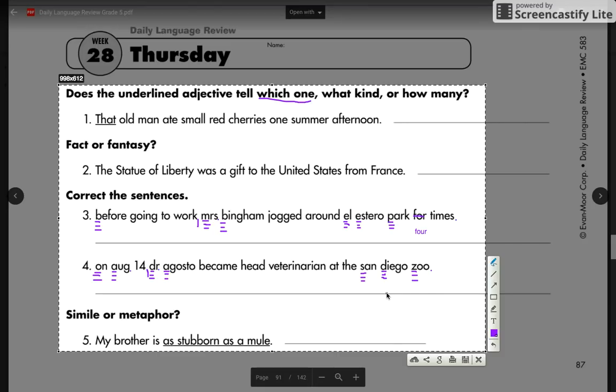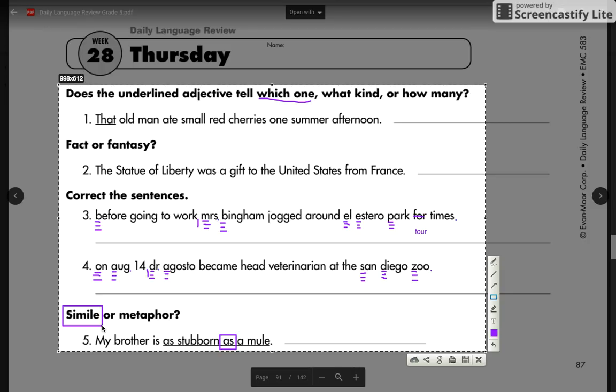Okay, simile or metaphor. My brother is as stubborn as a mule. Well, this should be obvious because there is a word that gives it away. Like, as, or than. Do you see either like, as, or than? Yeah, I see the word as. I see it twice, actually. Stubborn as. That tells you automatically that this has to be a simile because similes use like, as, or than.